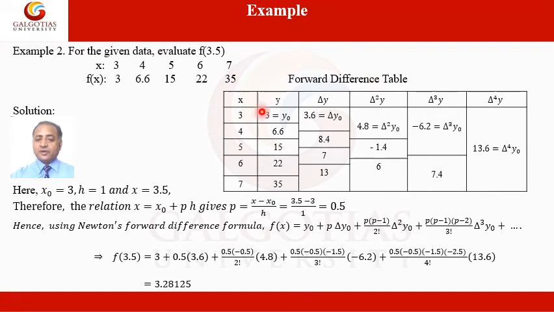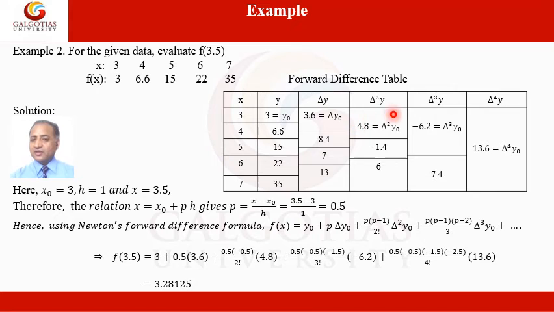So first of all, we will construct the forward difference table by writing all the values of x in the first column and values of y in the second column. In the next column, we will take the differences of two consecutive values of y. 6.6 minus 3 will come 3.6, denoted by delta y naught. 15 minus 6.6 will come as 8.4. 22 minus 15 is 7. 35 minus 22 is 13.